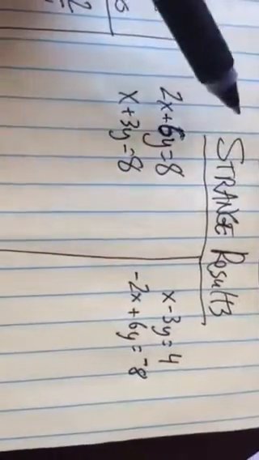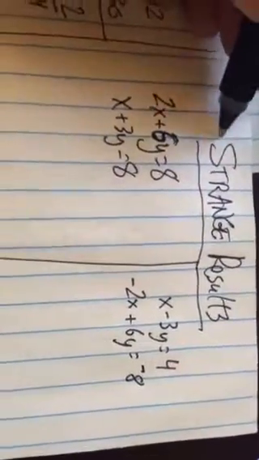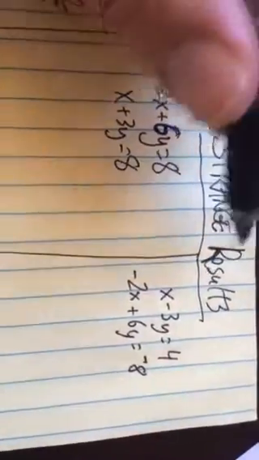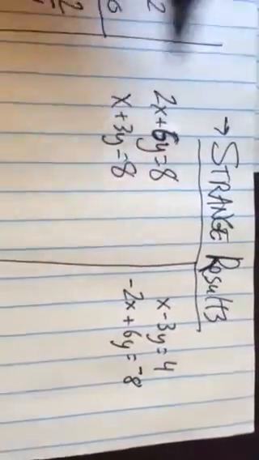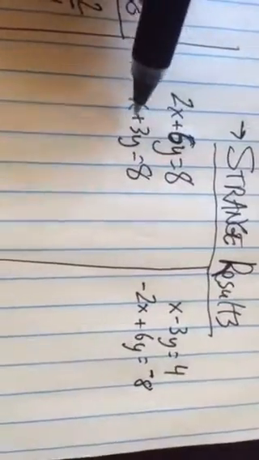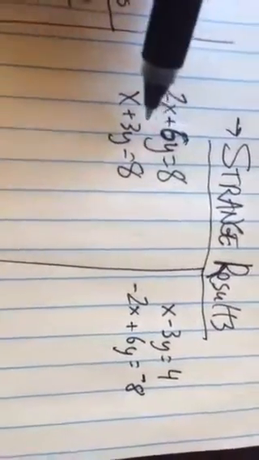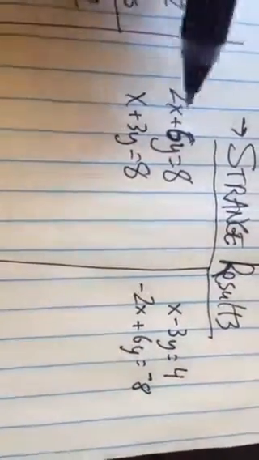So we are still talking about systems. We're going to talk about a couple of strange results that we might be able to get. Look at that nice handwriting. Strange results. So my first system: 2x plus 6y equals 8, x plus 3y equals 8. I'm trying to find the xy pair that makes both these true at the same time.